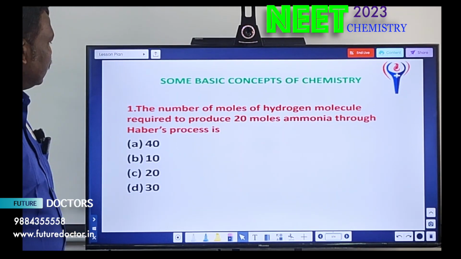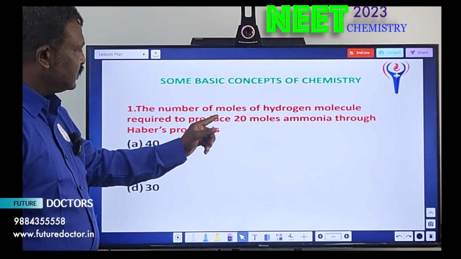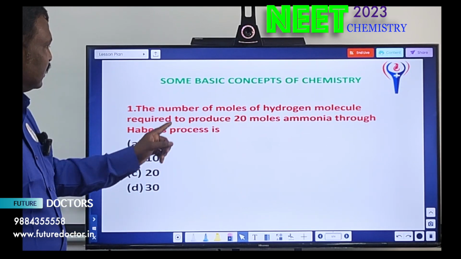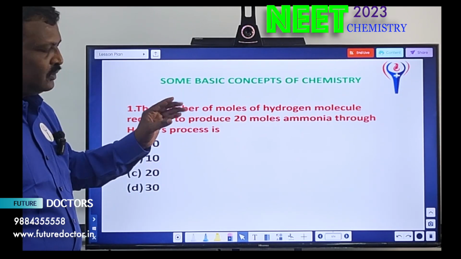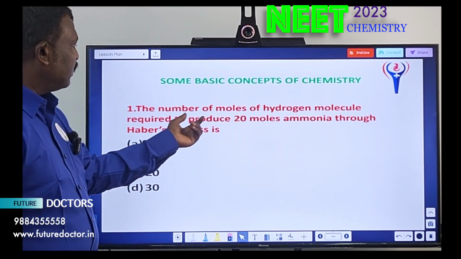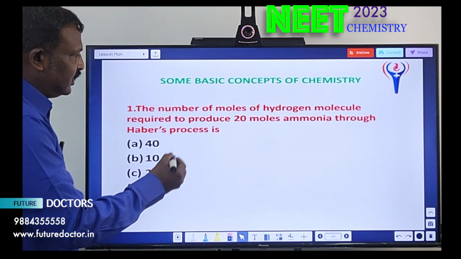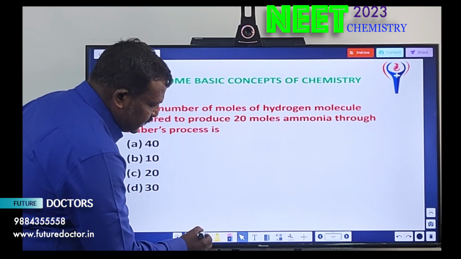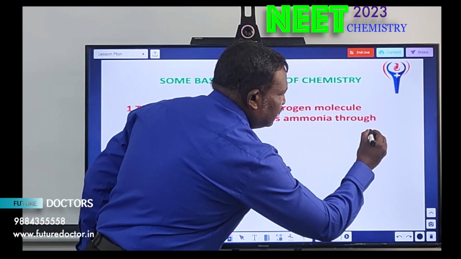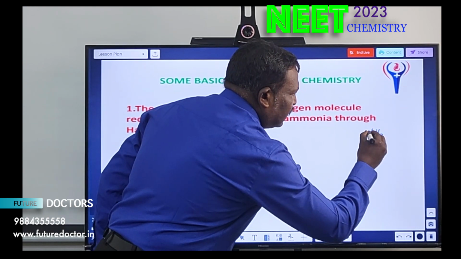Simple one. The number of moles of hydrogen molecule required to produce 20 moles of ammonia through Haber's process. In this type of sums you should know how to frame the equation. Here, ammonia is formed. What's the formula for ammonia? You know that this is NH3. That's the formula for ammonia.